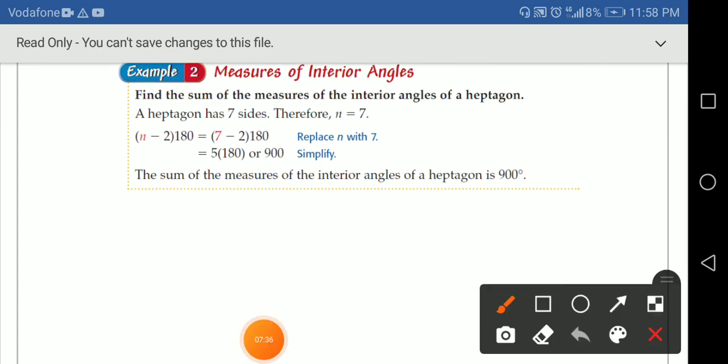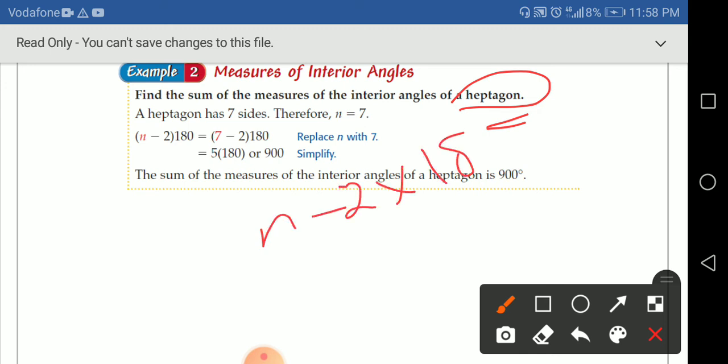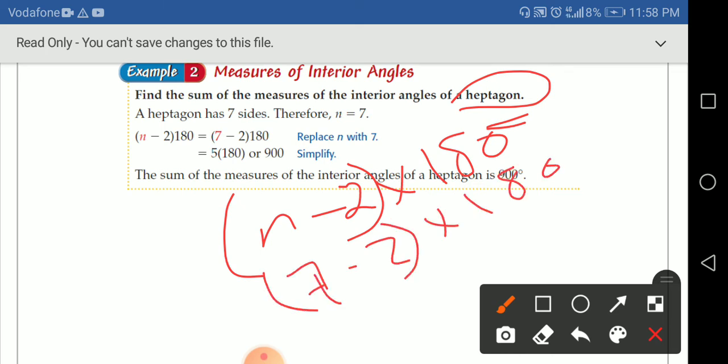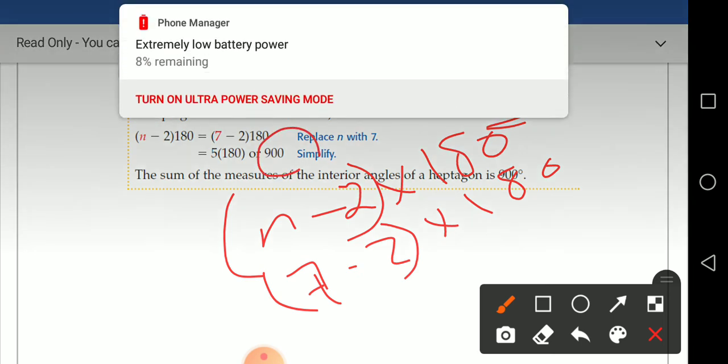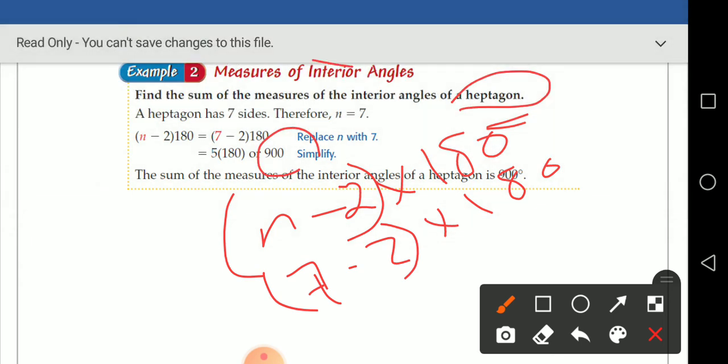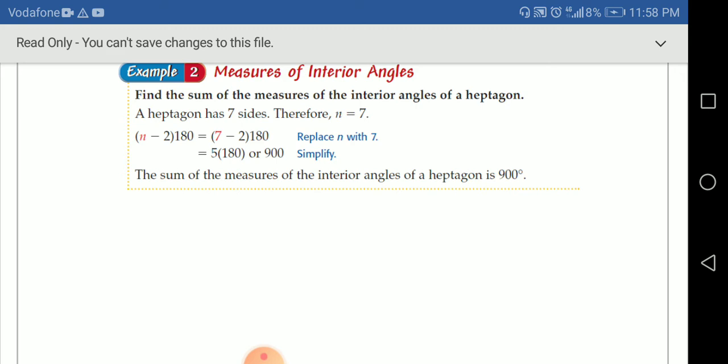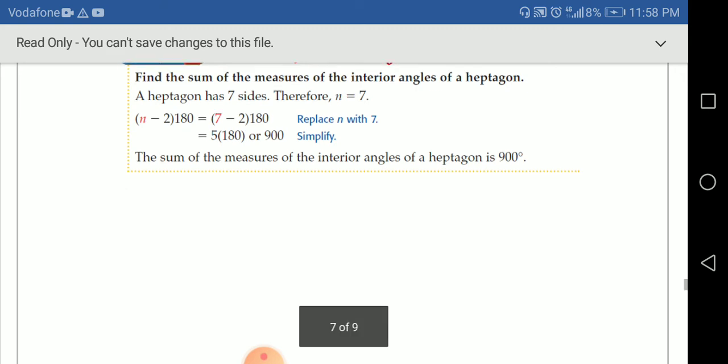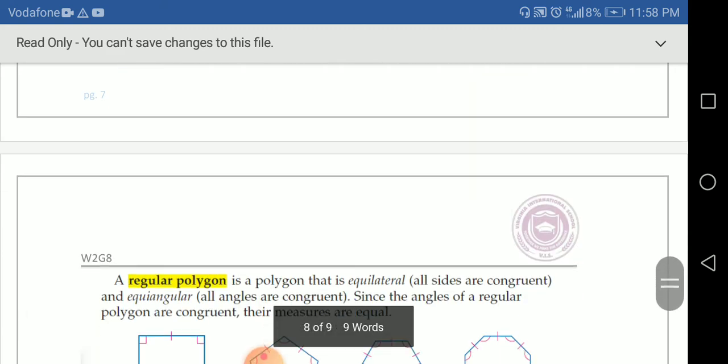So let's have an example. Find the sum of the measures of the interior angles of a heptagon. He didn't give me the number of sides, but I know them. Heptagon is 7. n minus 2 times 180. Put this in a bracket: 7 minus 2 times 180. 5 times 180 gives you 900. Okay, so this is the sum of the measures of the interior angles.